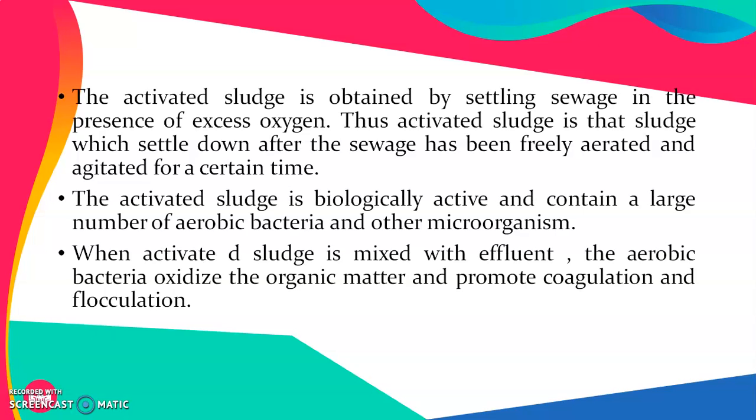The activated sludge is obtained by settling sewage in the presence of excess oxygen. So activated sludge is that sludge which settled down after the sewage has been freely aerated and agitated for a certain time. The activated sludge is biologically active and contains a large number of aerobic bacteria and other microorganisms. When activated sludge is mixed with effluent, the aerobic bacteria oxidize the organic matter present in it and promote coagulation and flocculation.